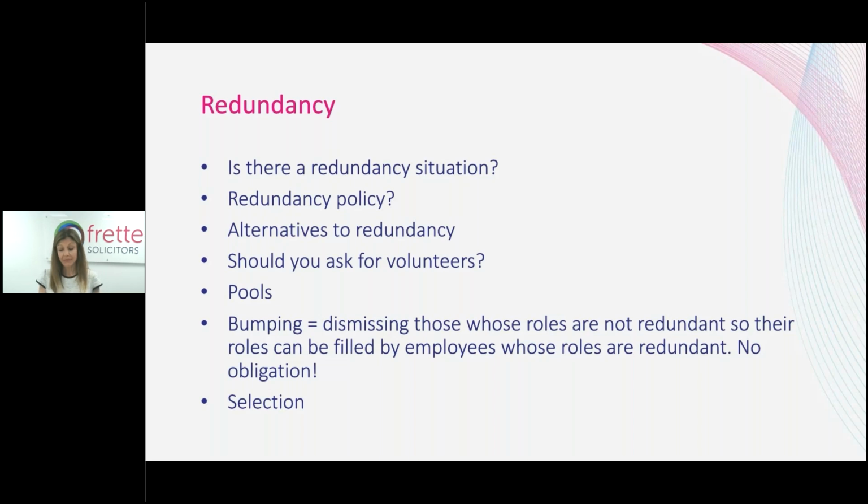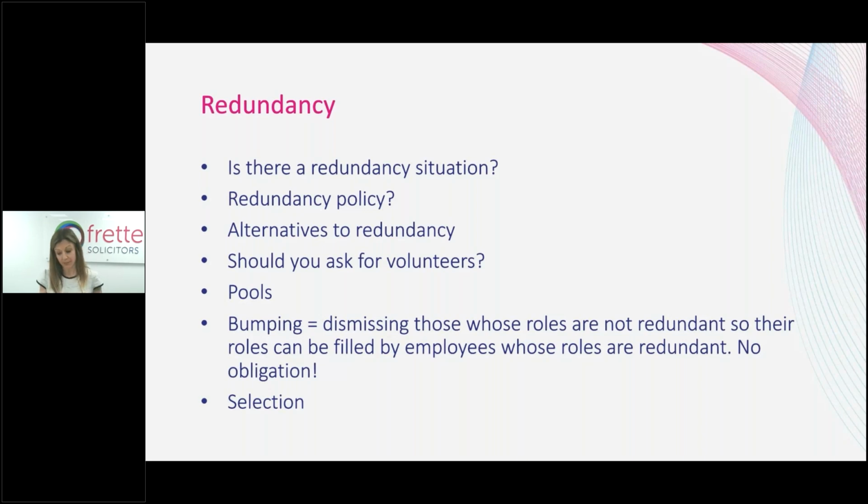One, very broadly, redundancy applies where you need fewer employees to carry out work of a particular kind. And secondly, again, very broadly, where you close a business down entirely or you close the site at which employees are employed. If you think there's a redundancy situation, the next thing to check is whether you've got a redundancy policy in place and whether that policy, if you have one, is binding.